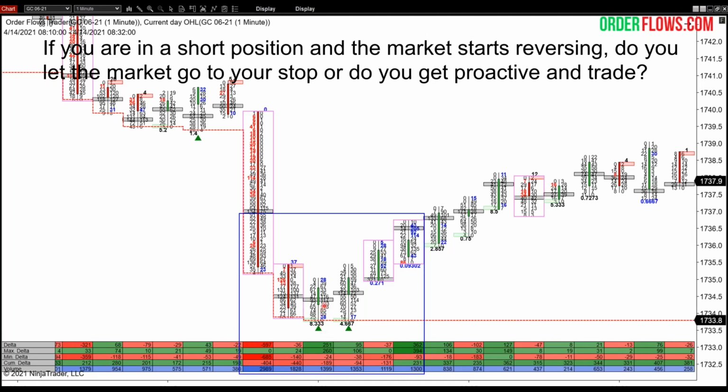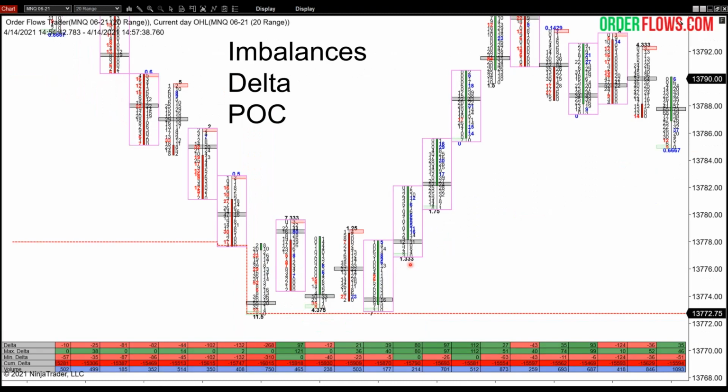So you start putting these pieces together. Points of control are moving up. Aggressive buying coming in in terms of imbalance. Deltas are positive, so it's telling me overall these bars are bullish, right? And then the market makes a nice move higher. MNQ, right? This is a 20 range chart. Again, you've got to be looking at what's happening in terms of imbalances, delta, point of control.